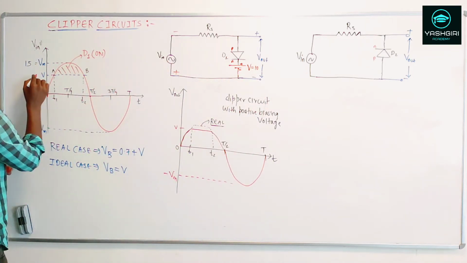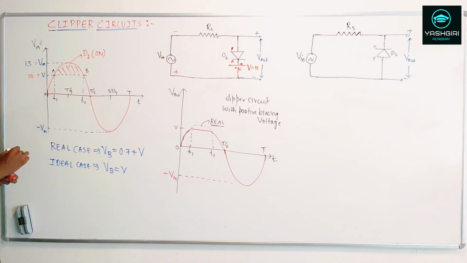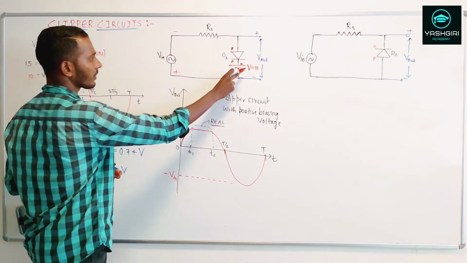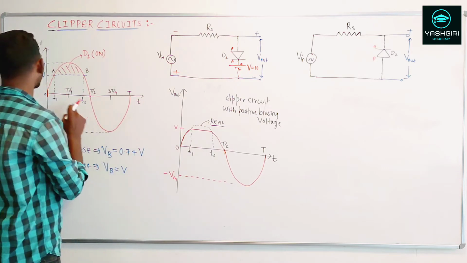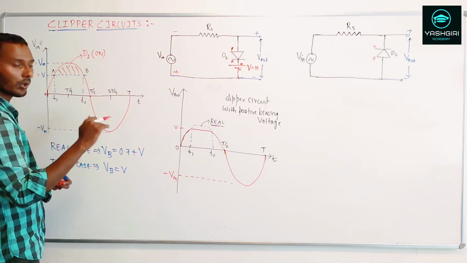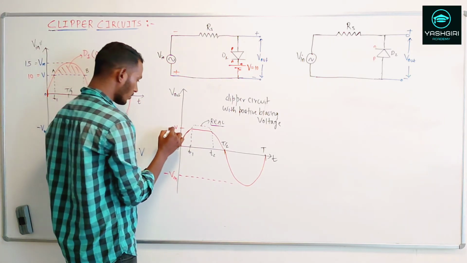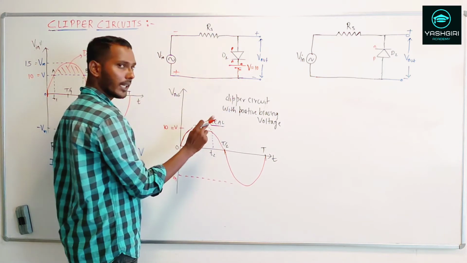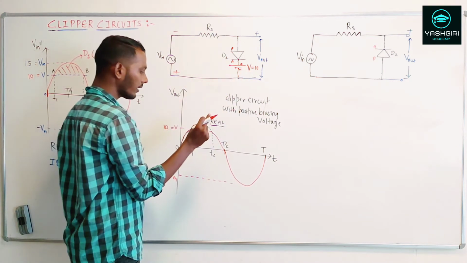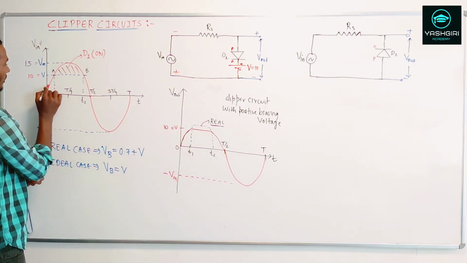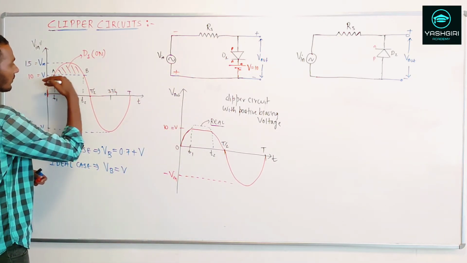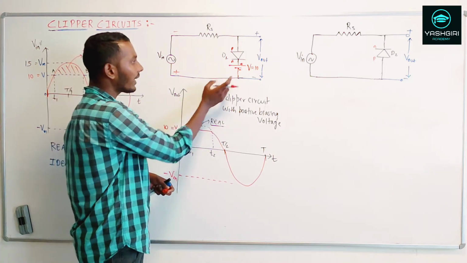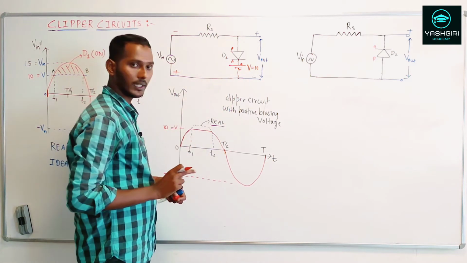Now when you do this battery connection of 10 volts, anything above 10 volts will be chopped, or else deleted. So by choosing a suitable voltage, if you select 5 volts over here, anything above this 5 volts will be deleted. So you can select the clipping part based on this voltage.